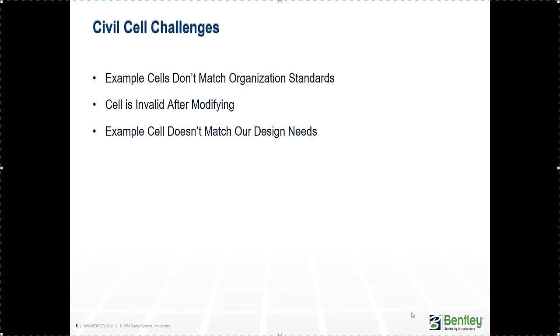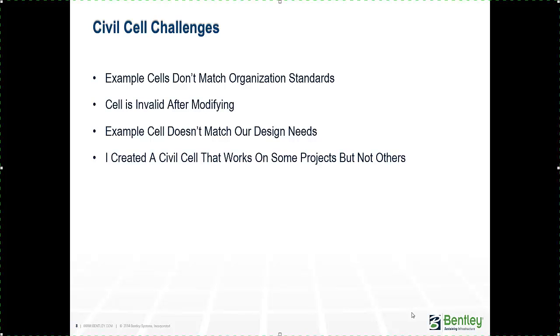Another challenge may be that the example cell doesn't match your design needs. So the basic T or the T with an island and so forth may be good, but you're working with a C-type curb and not a mountable curb, or you need dual islands, not just one island, or dual turn lanes, and so on and so forth. So it just doesn't match, and it needs to be either modified or a new cell created.